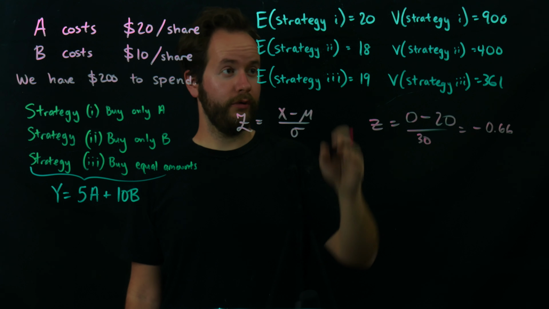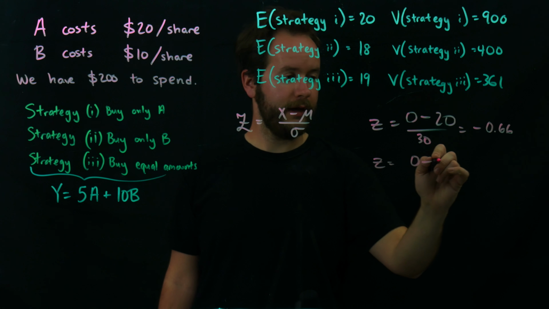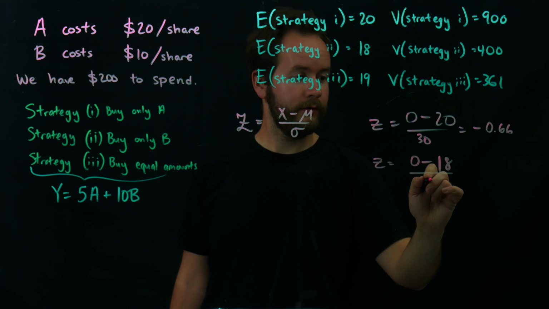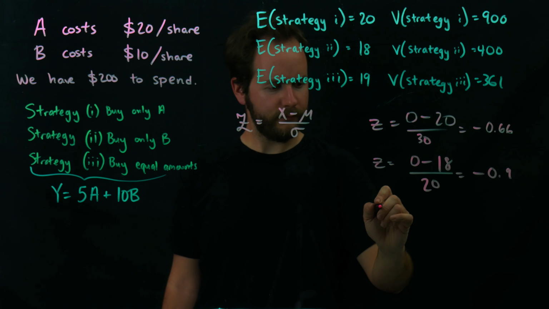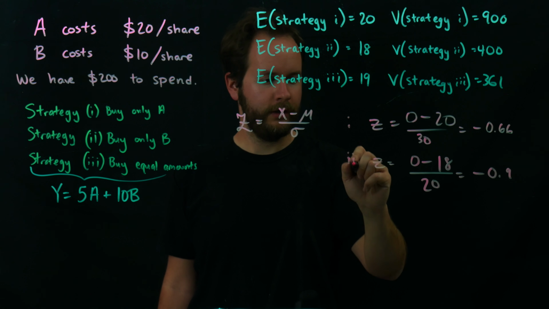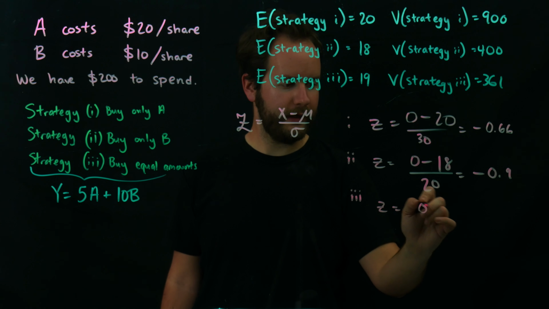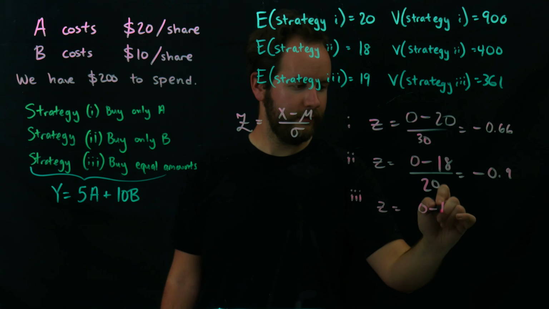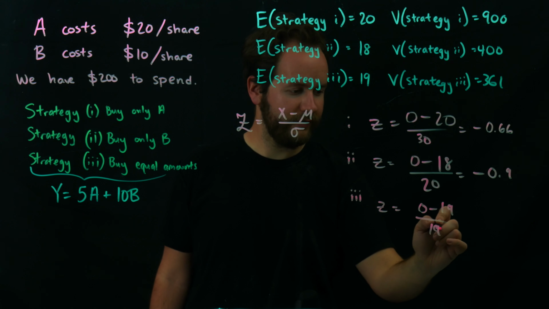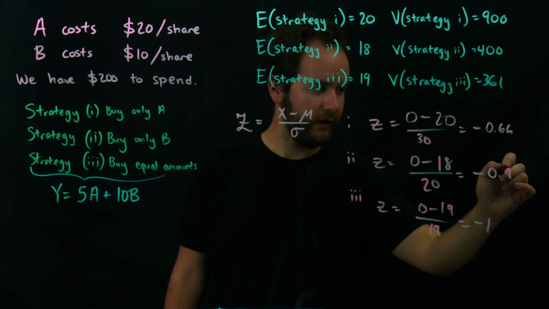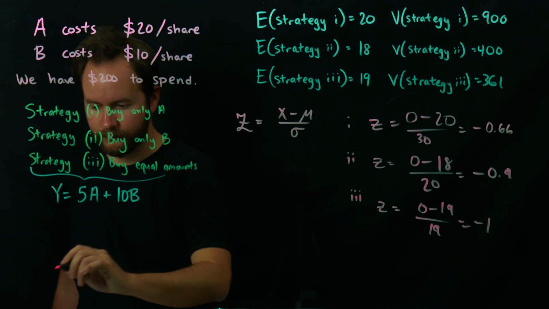Let's also compute the z-score that corresponds to losing money for strategies 2 and 3. We have 0 minus 18 over the square root of 400, which is 20, and this gives us a z-score of negative 0.9. This is 1, this is 2, and this is 3. And let's find the z-score for strategy 3. The mean was 19. The variance was 361. The square root of 361 is 19. So this comes out to be negative 1.